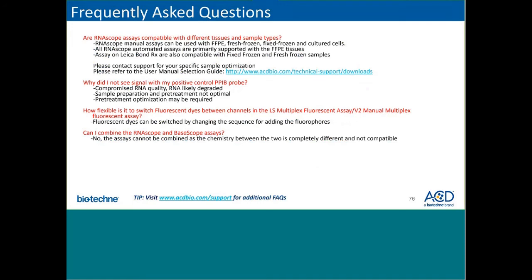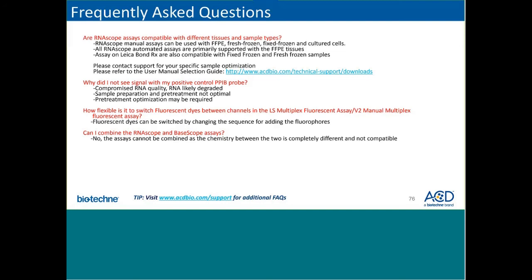Another question is, why would I not see signal with my positive control PPIB? Going through our troubleshooting and optimizing, it could be due to compromised RNA quality because the RNA has likely been degraded. It could also be that your sample preparation and pretreatment have not been optimal. In this case, you may need to optimize your pretreatment or even perhaps re-prepare samples to ensure RNA quality is good.